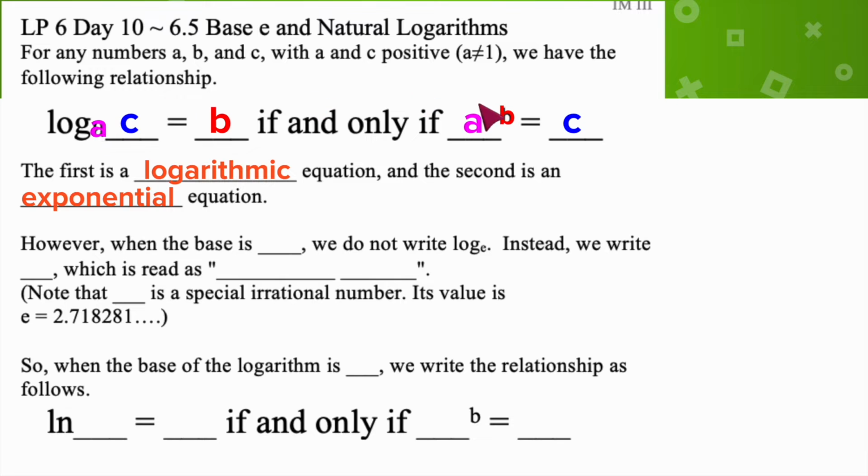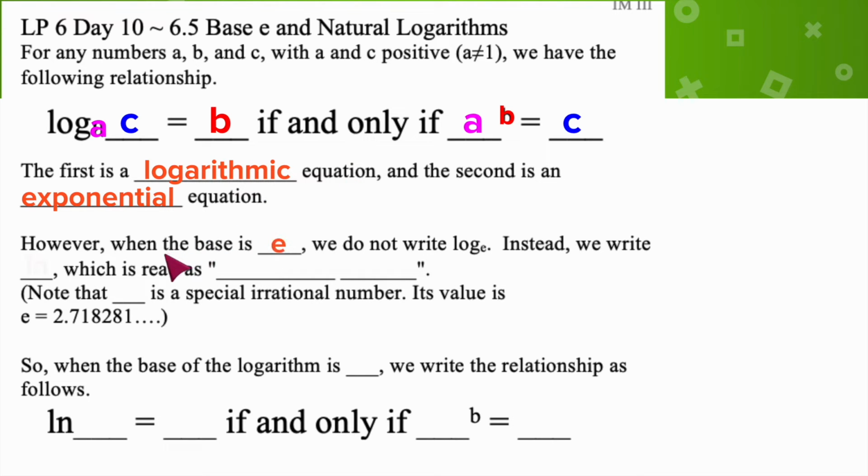So we have our base a here. We have our base a on this side. c is our answer over here, our solution to our exponential equation, and it's what we're taking the log of in our logarithmic equation. b is actually the exponent in the exponential equation, and that's our solution to our logarithm. So we can see very quickly that the a, b, and c are used in both.